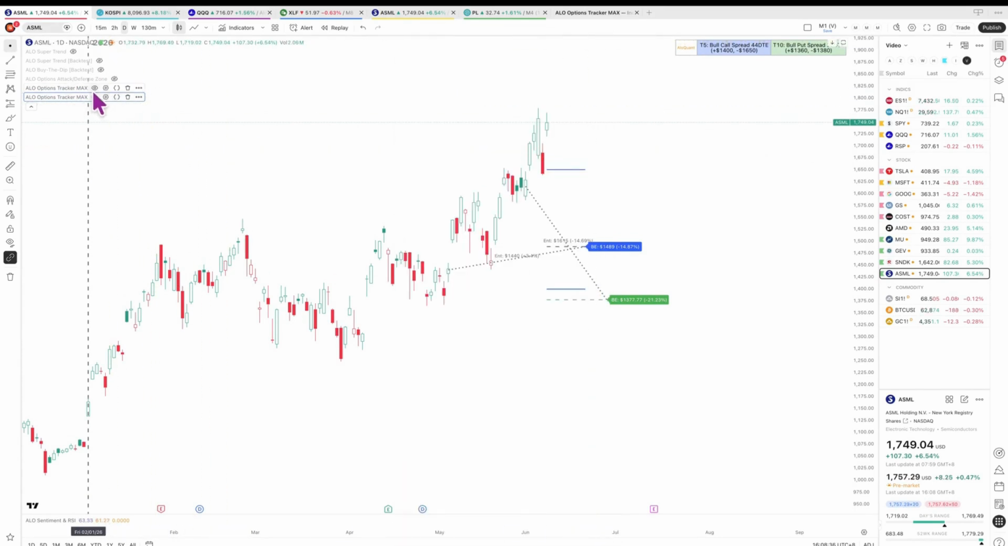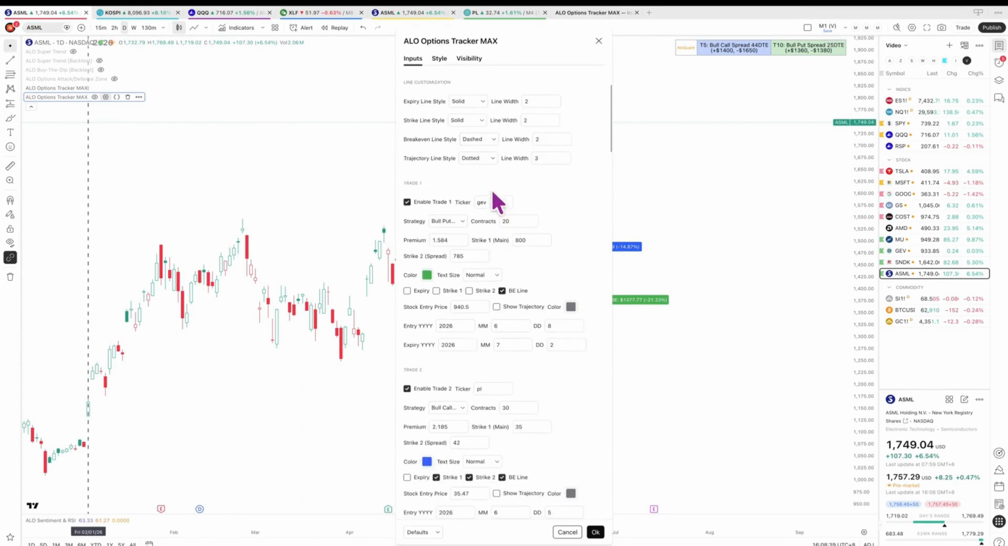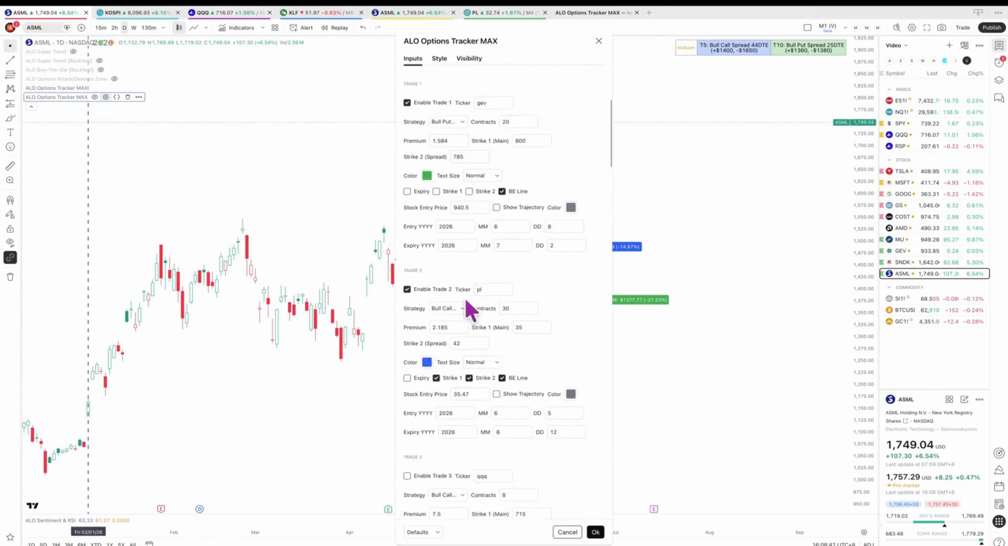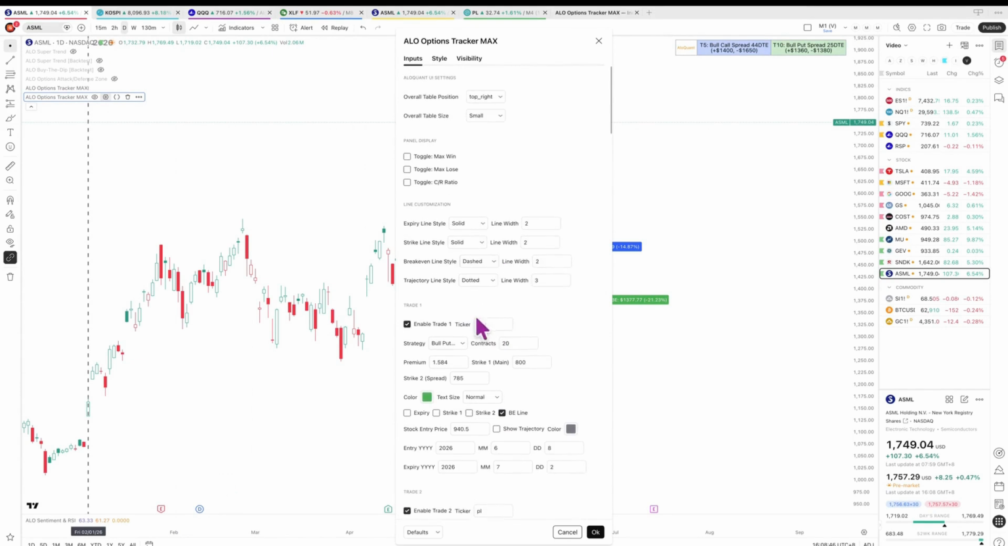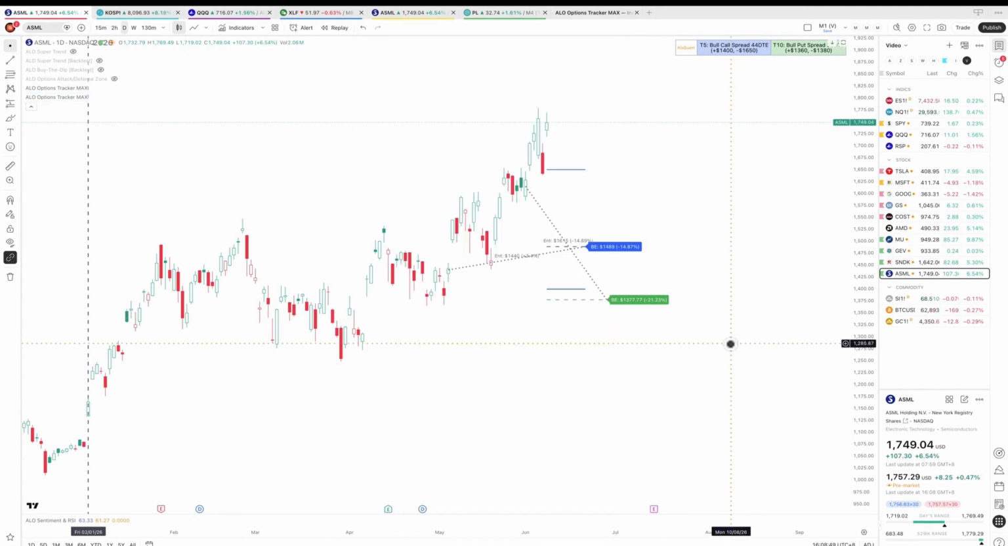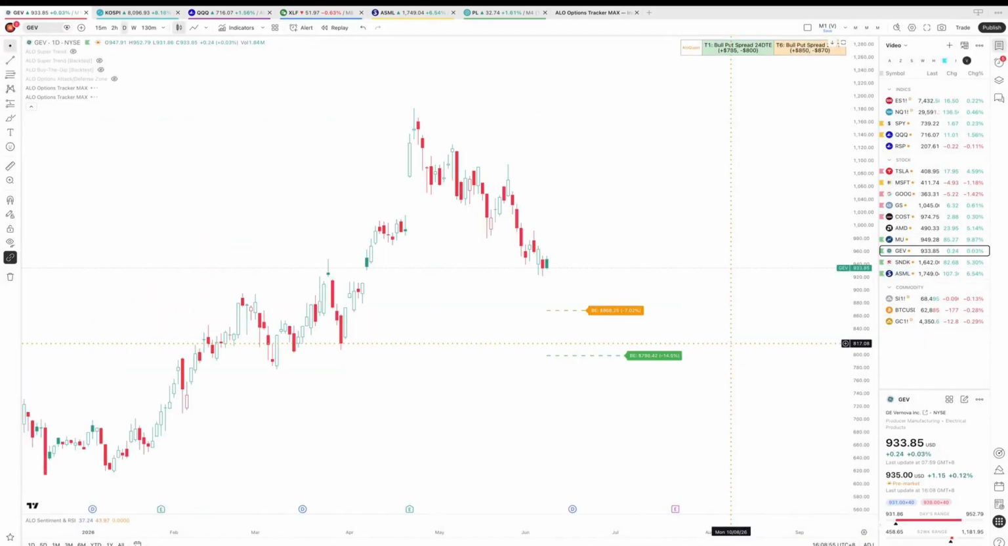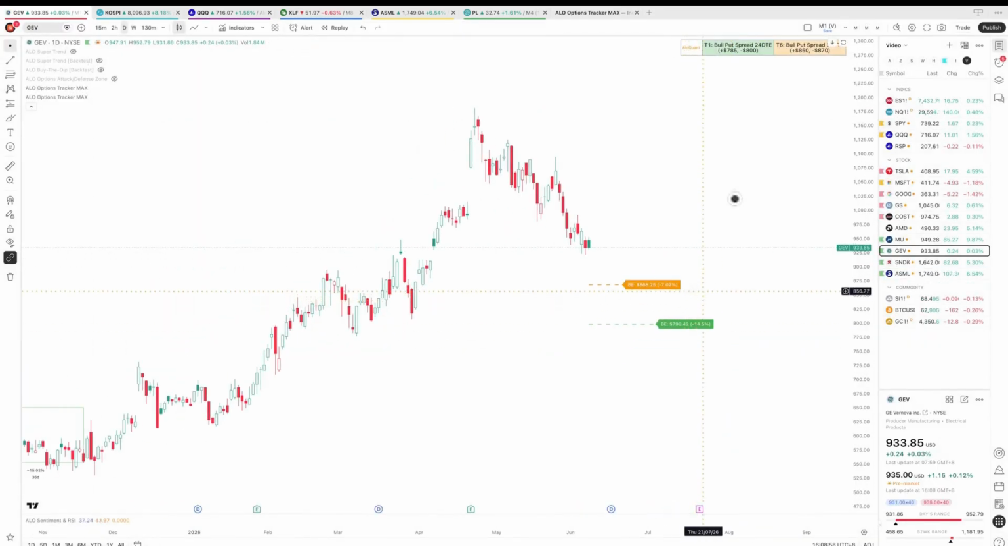Inside the ALO Options Tracker Max, I built a master ticker table. Once you type in your contract details, the dashboard automatically syncs and brings up those specific position metrics whenever you switch between different stocks on your screen. Like for this GEV, your records are already saved inside there, so it's very convenient to use. And it's also in real time. I used one of mine for this.